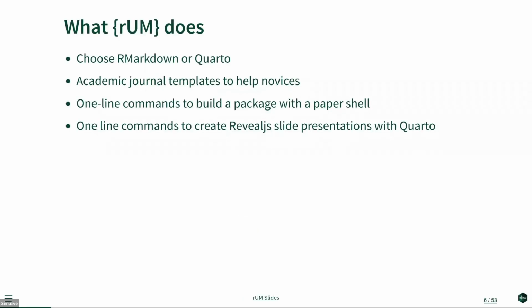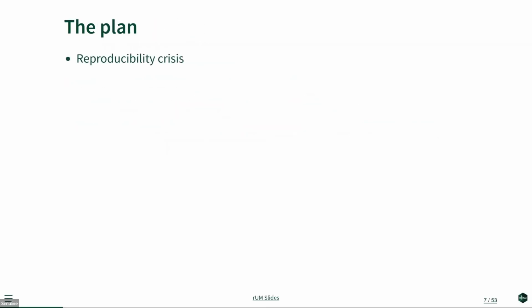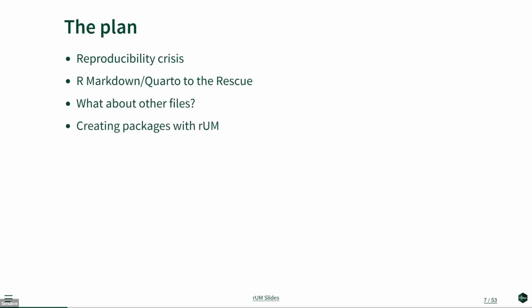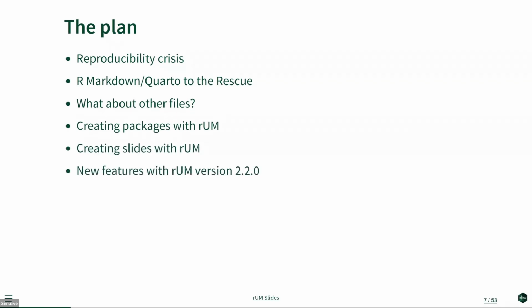What RUM does is it affords you the opportunity to stick with what you're comfortable. So you can use R Markdown, but we encourage you to use Quarto, create academic journal templates, one-line commands to build a package, and one-line commands to create Reveal.js slideshows. The plan for today is to mention the reproducibility crisis, how R Markdown and Quarto come to the rescue, what about other package and project files, and how to create packages with RUM and slideshows with RUM, and let's unveil some new features for RUM version 2.2.